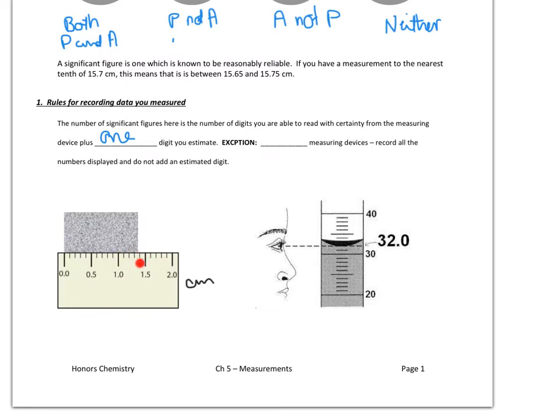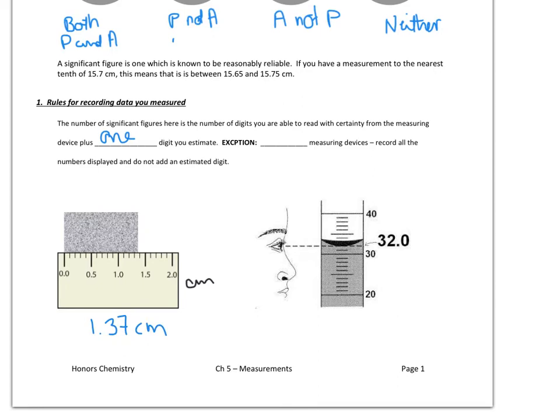So you can tell for sure that it's 1.3 something, because your smallest increments are 1/10 of a centimeter, so you can tell with certainty up to 1/10 of a centimeter. You know that it's 1.3 something for sure. Then you estimate one more. So, looking at it, it looks like maybe 1.3, I'm going to say 7 centimeters.